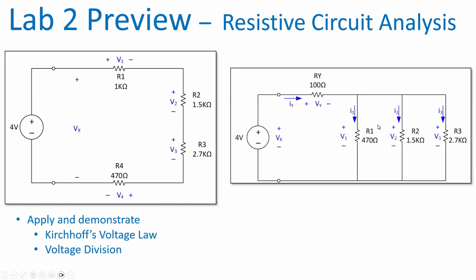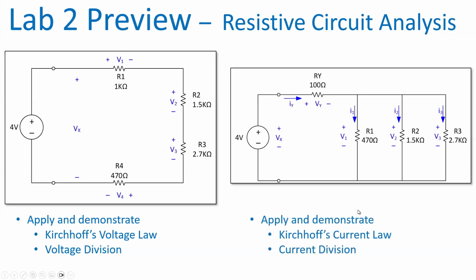You're also going to look at a parallel resistor circuit. I've got one series resistor here, but R1 through R3 are these parallel resistors, and you're going to exercise Kirchhoff's current law and also practice current division and make measurements of the values so you can prove KVL or KCL.